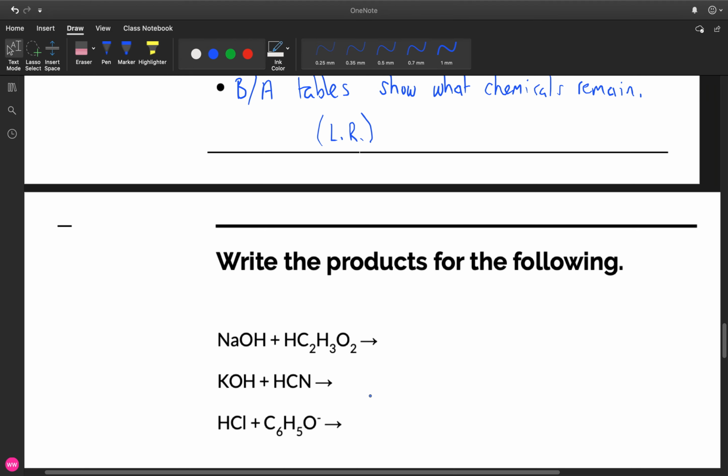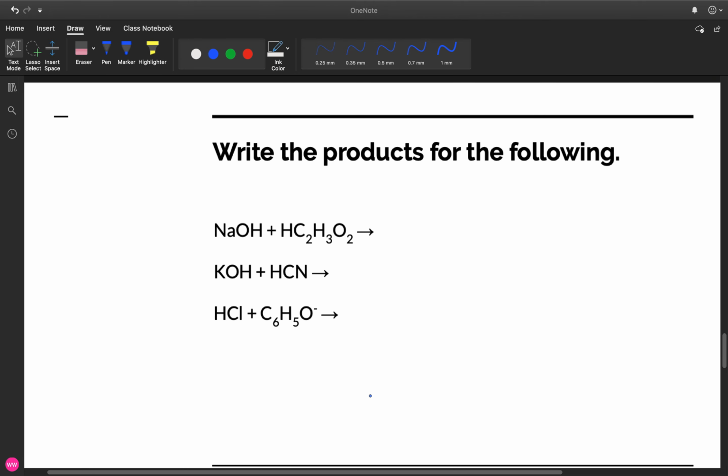To kind of warm us up here, I have three chemical reactions. These are all neutralization reactions. The first two are like the classic metal hydroxide reacting with the acid, and the last one is going to be a Bronsted-Lowry reaction. Give you a few seconds to work on those.